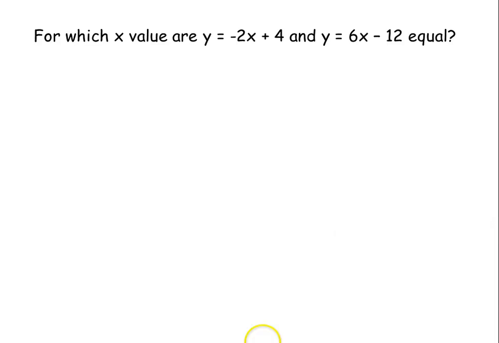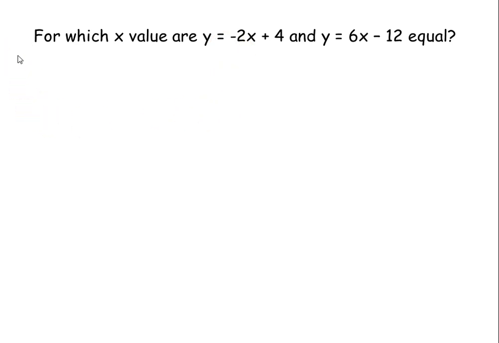So we have the question: for which x value are y equals negative 2x plus 4 and y equals positive 6x minus 12 equal? You'll have a multiple choice here, so you could easily just plug in the values for x and see whether they're the same for the y value.